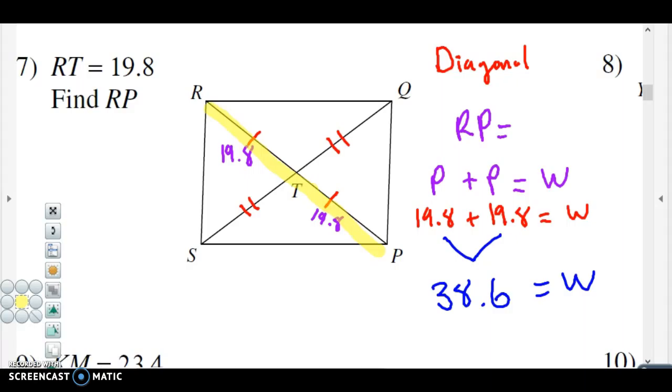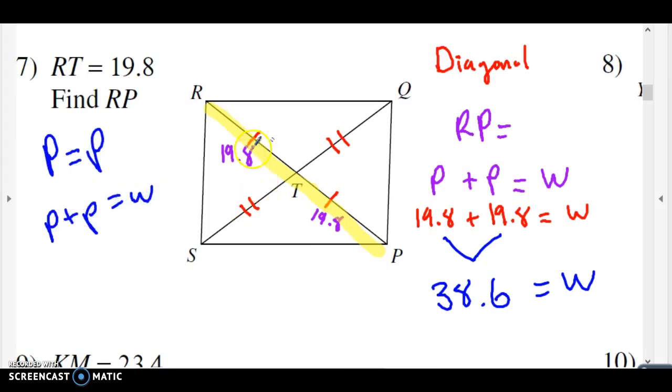Yes? The question was asked, how do we know which equation to use? Because there's two equations, right? One is part equals part, and the other is part plus part equals whole, because we're working with bisection. The reason why we want to use this formula is because we're interested in finding RP. RP is the whole. Do you see how RP is the whole length here? That's why we want to use this portion. Excellent question. Good so far?